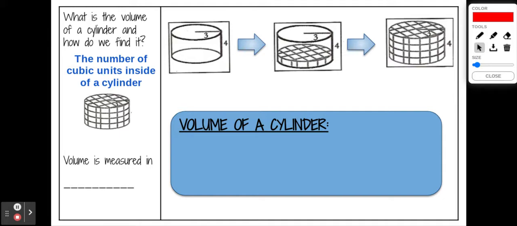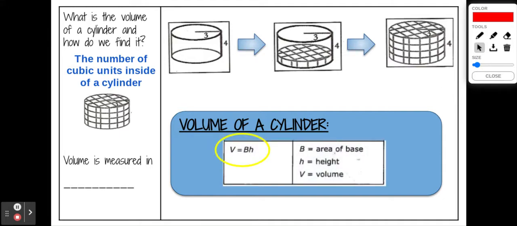So we're just finding the area of the base and then multiplying that by the height because that's how many times it's stacked up. So to find the volume of a cylinder, go ahead and write down the formula. The volume of a cylinder is the area of the base, which is a circle, and then you multiply that by the height, which is how many times that base is stacked up on top of itself. So when I see volume, the big B is representing the area of the base. And then I'm multiplying that by the height. So that's the formula we're going to write down.